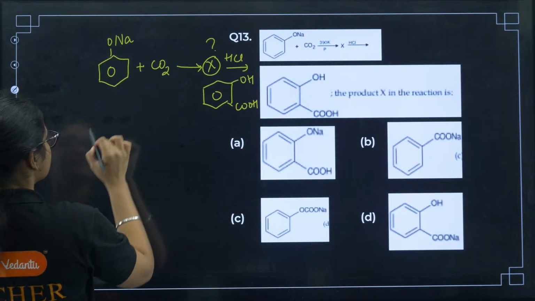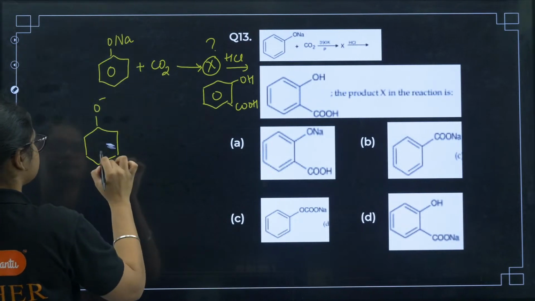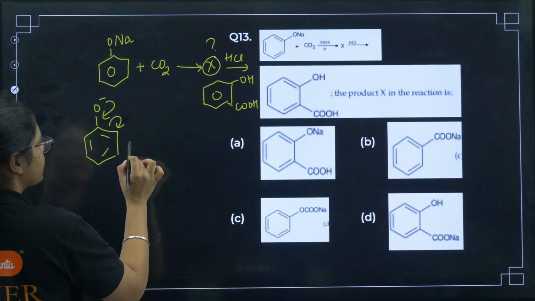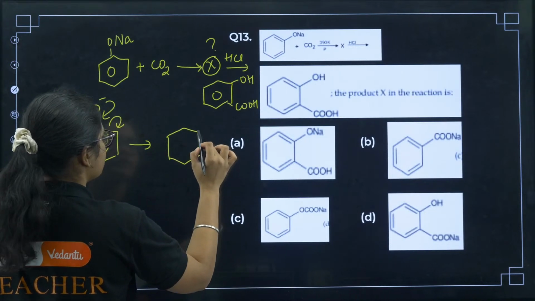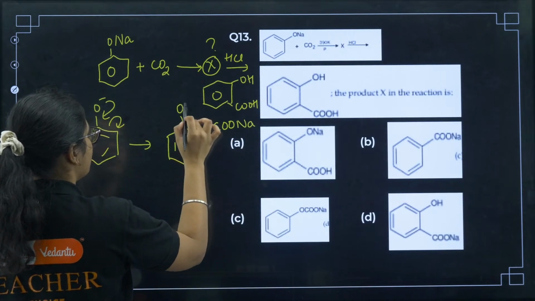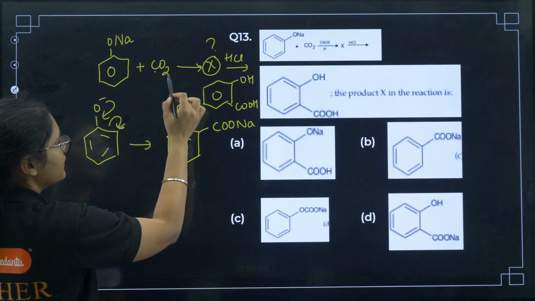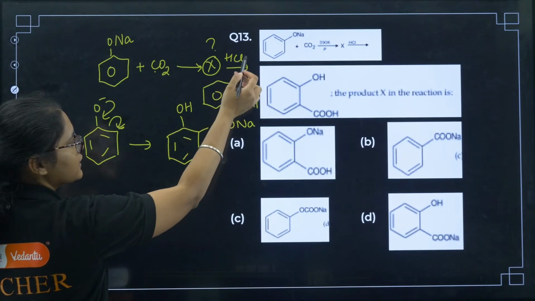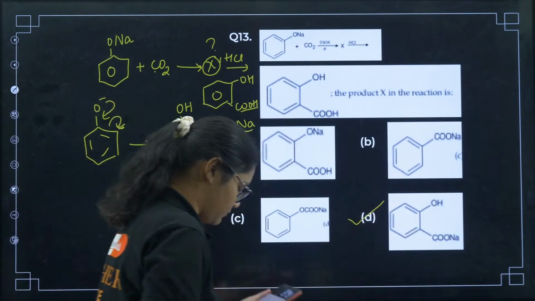So what happens here? When this one is there, O minus is there, see. This attacks like this. The product formed here has the ONa and the OH. Here this attacks on this carbon and this Na plus takes, and this H and Na get exchanged. After that, once you give HCl, this gets converted to COOH. The correct answer here is option D.